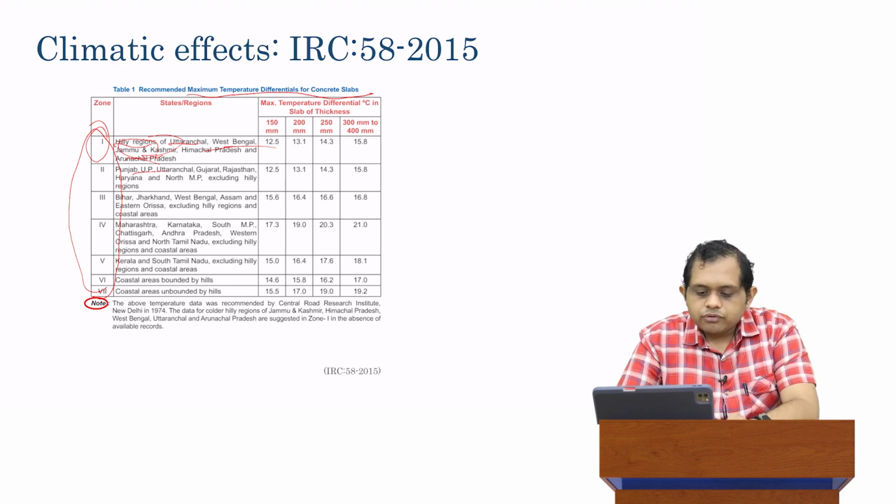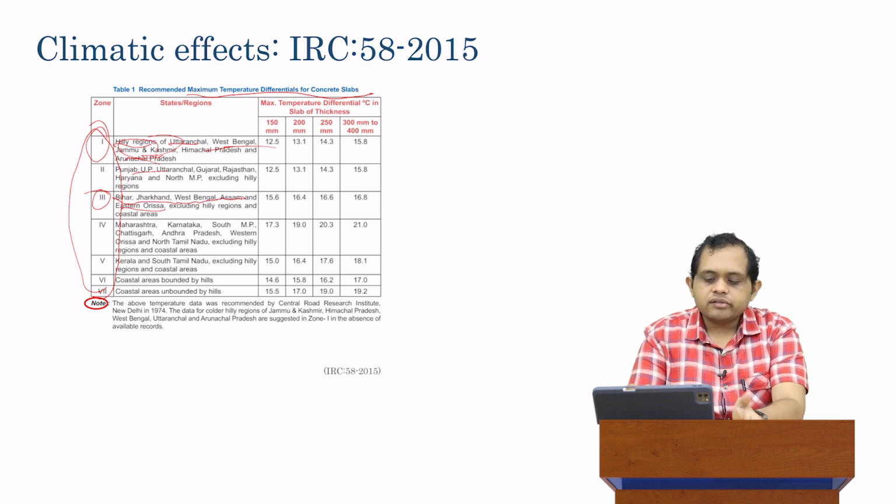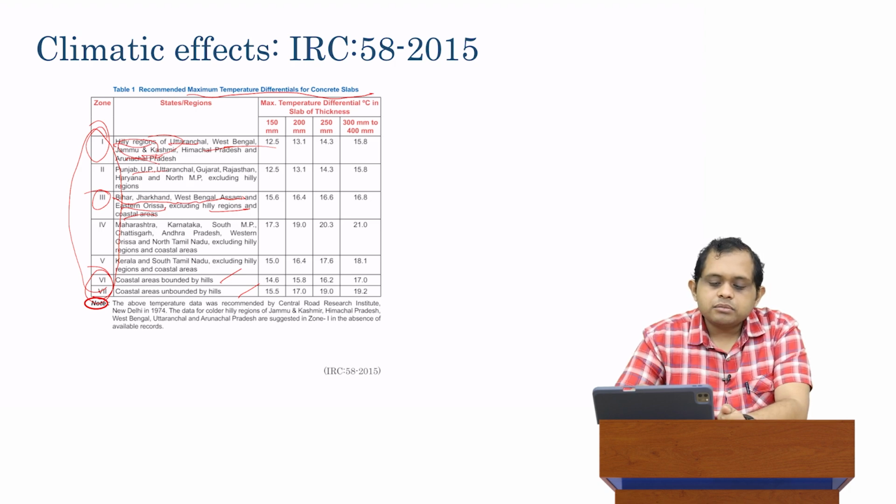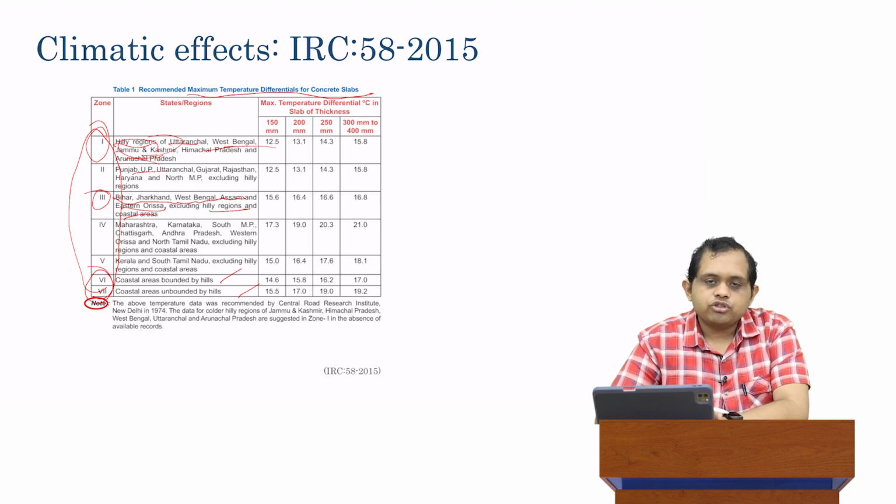Another zone which you might look at, for example, is zone 3. Particularly, I mentioned zone 3 because we're going to come back to an example of this. In zone 3, you have Bihar, Jharkhand, West Bengal, Assam, and eastern Orissa. So that's sort of the eastern parts, but excluding hilly and coastal areas. Coastal areas are given somewhat of a different condition. They are mainly in zone 6 and zone 7. Zone 6 is for coastal areas bounded by hills. Zone 7 is for coastal areas unbounded by hills. And similarly, you have these other zones which you can look at.